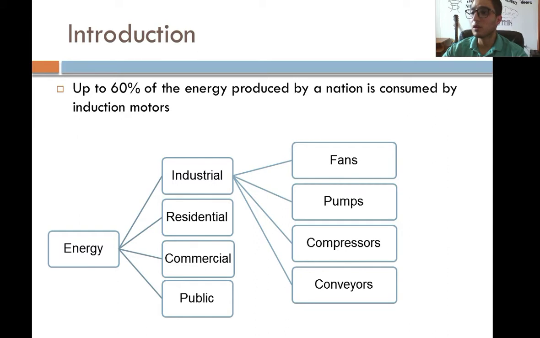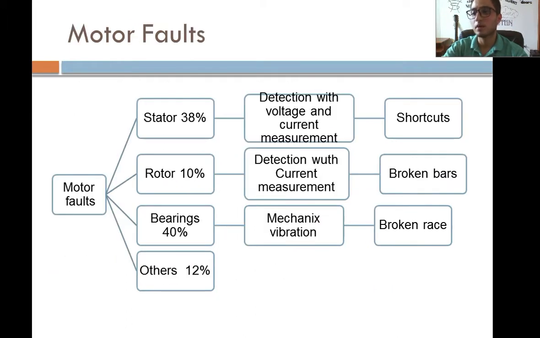Unfortunately, the fault only produces inefficiency, and it is detected only when the motor stops working. Thus, early non-invasive detection is necessary to prevent disruption and irreversible damage. Motor faults can be classified according to the constitutive part that is failing. Related to the stator, 38% of cases; to rotor, 10%; to bearing, 40%; and others, 12%.